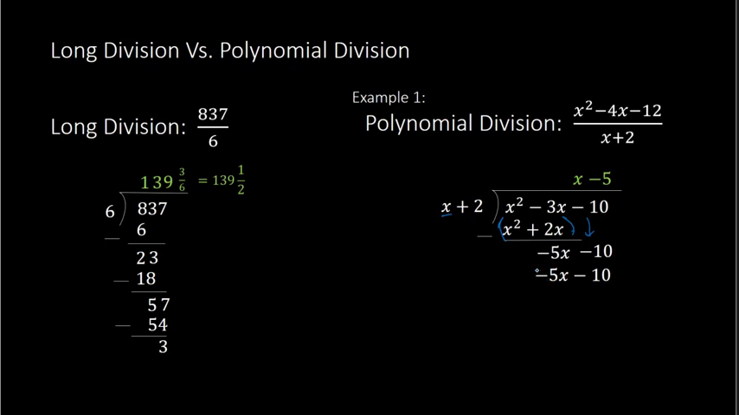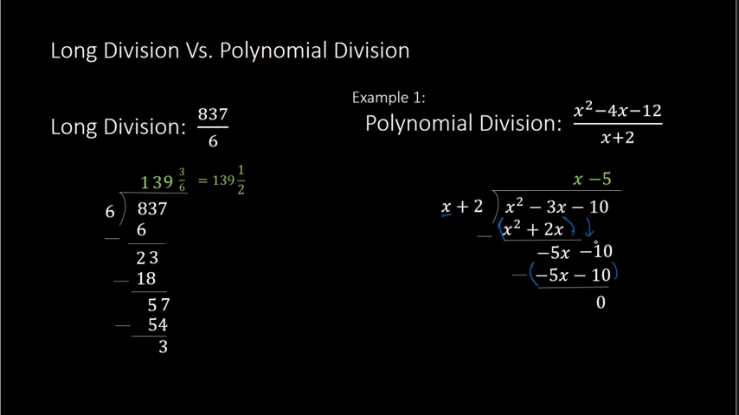And then from here, I need to subtract. So be careful with all of the negatives. All right, we're subtracting this entire thing. So we have negative 5x minus a negative 5x, which would give me 0. And then negative 10 minus a negative 10, that's the same thing as plus 10. So negative 10 plus 10 would give me 0 as well.